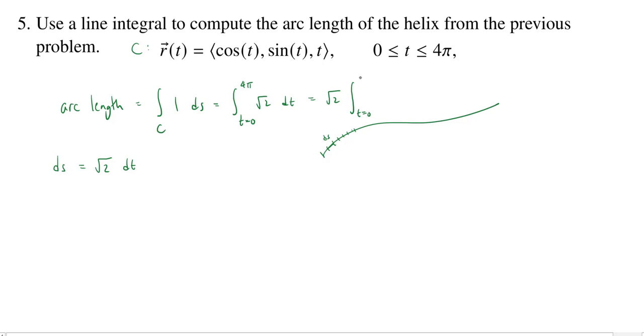You integrate from 0 to 4 pi just dt, right? This is just saying add up all the little dt's. You chop up some interval from 0 to 4 pi into little teeny pieces. Each one of those is a dt. Add them together, you'll just get the length of this thing, which is 4 pi. So we'll get 4 pi times the square root of 2, and that is the length of the helix.